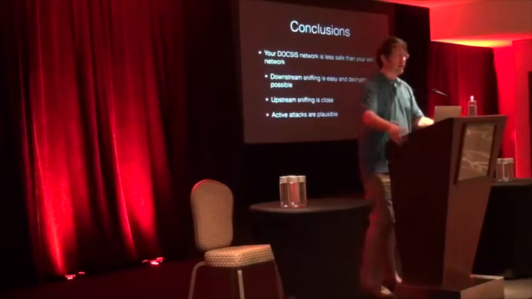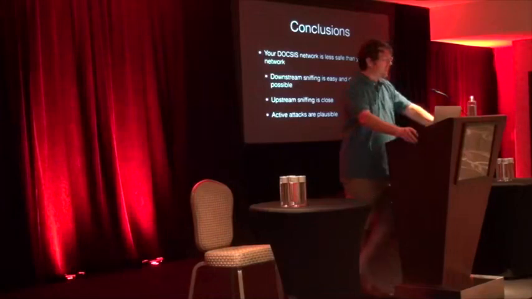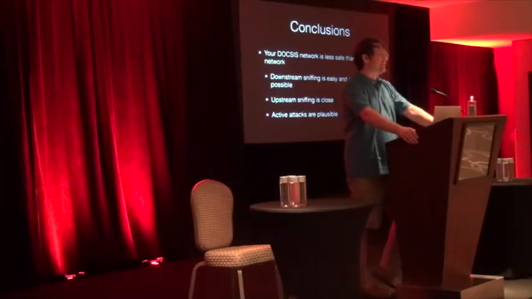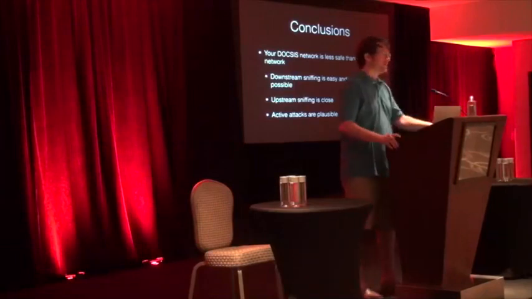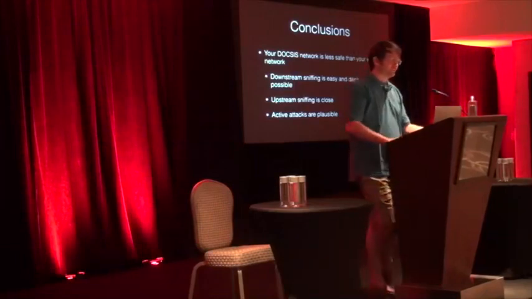Okay, so just to conclude here, the DOCSIS network that you are probably connected to at home is most likely less safe than the Wi-Fi network you're broadcasting from your house. The difference is way more of your neighbors can access your DOCSIS network. Downstream sniffing is easy with the Mijika dongle, and decryption is certainly possible. Upstream sniffing, I believe, is close, and active attacks, like the two I described, I think are quite plausible.